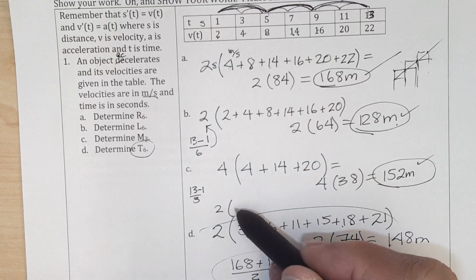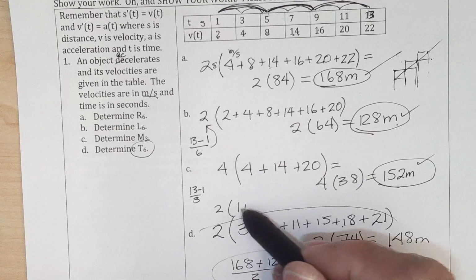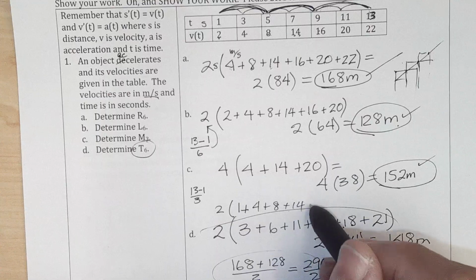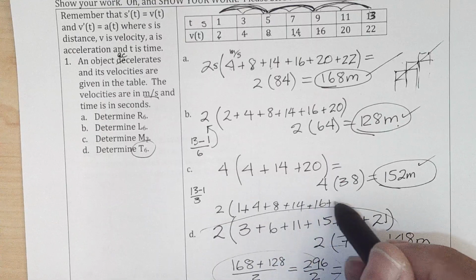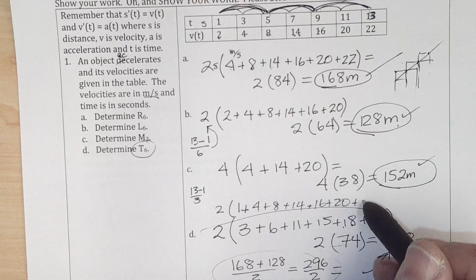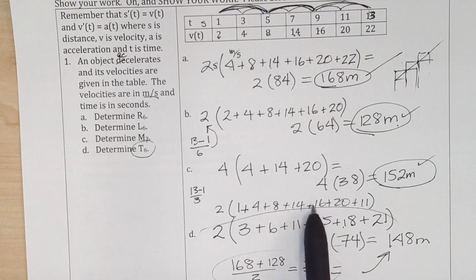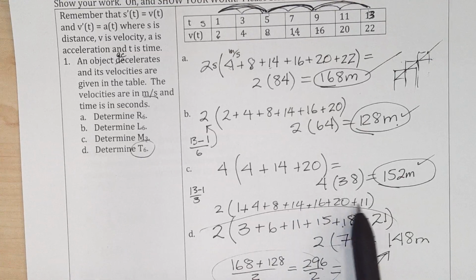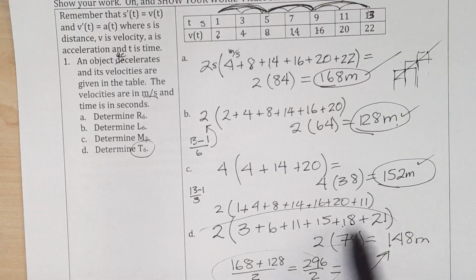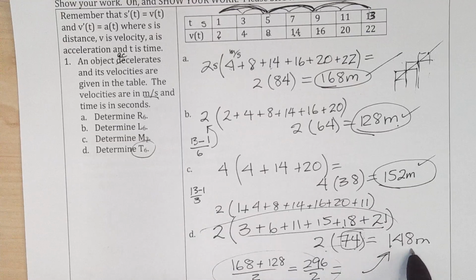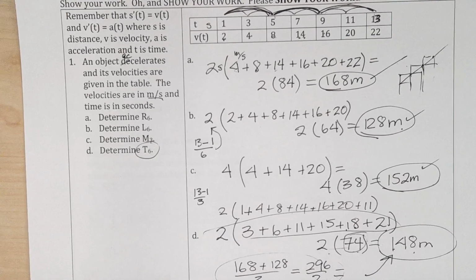of the first height, which is 1, plus the ones in between, 4 plus 8 plus 14 plus 16 plus 20 plus half of the last. So that's 5 and 8, 13 and 14 is 27, 33, 43, 63, 64, 74. Same number as we had for here. 74 times the 2 is 148. 3 ways to do the trapezoid.